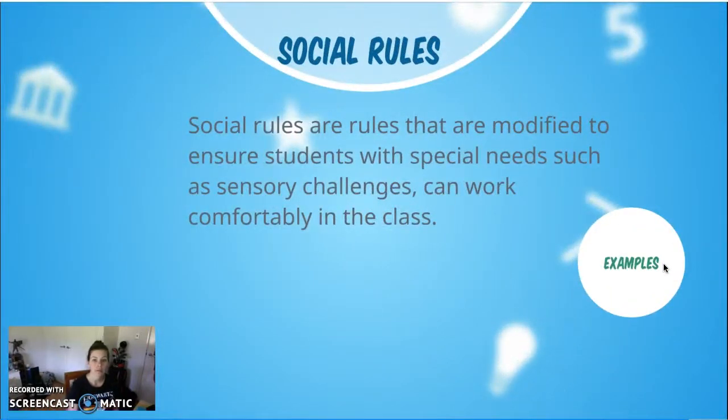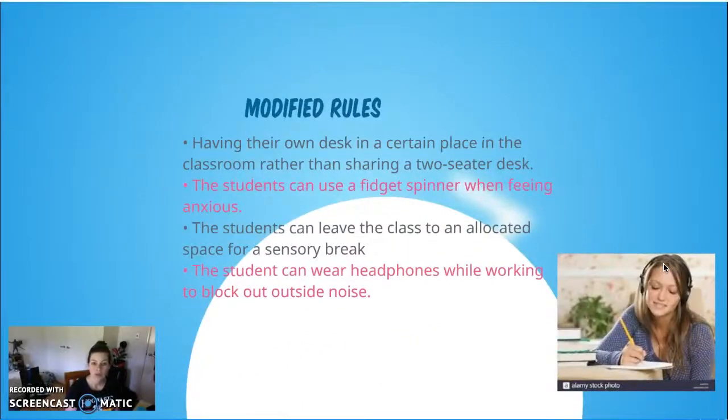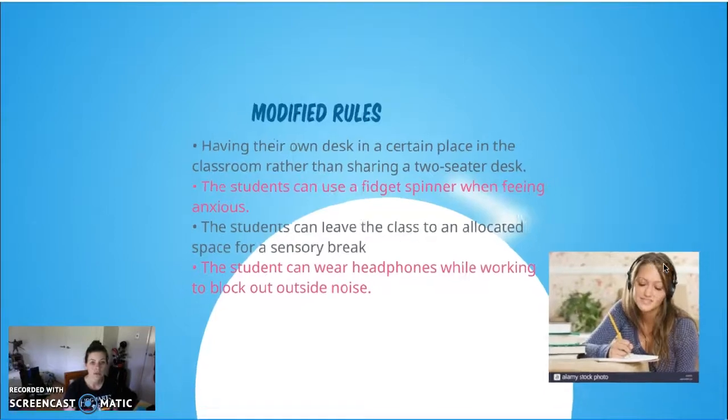Social rules are rules that are modified to ensure students with special needs, such as sensory challenges, can work comfortably in the class. Here are some examples. They may want to have their own desk in a certain place in the classroom rather than sharing a two-seater desk. They could use fidget spinners when they're feeling anxious. The student can leave the classroom to the allocated sensory break room. The student may also want to wear earphones to help block out the noise.